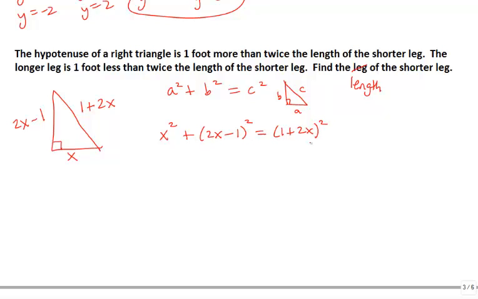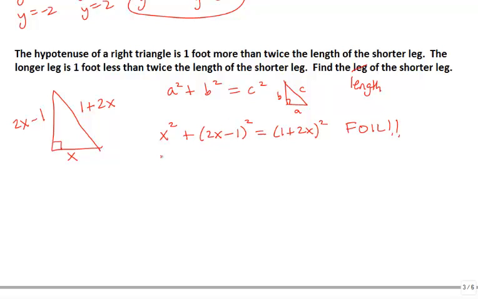So this is now a quadratic equation. In order to solve it, however, remember, we have to get a 0 so that we can then factor and set everything to 0. And in order to get a 0 here, I have to undo all these squares, and I have to FOIL out. Don't forget to FOIL when I multiply and square these out.